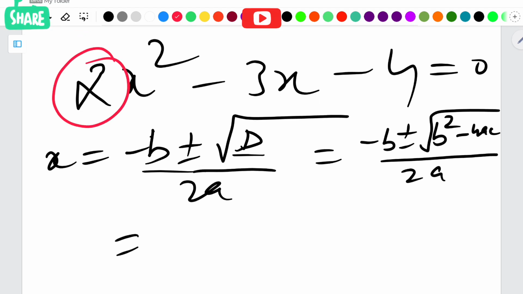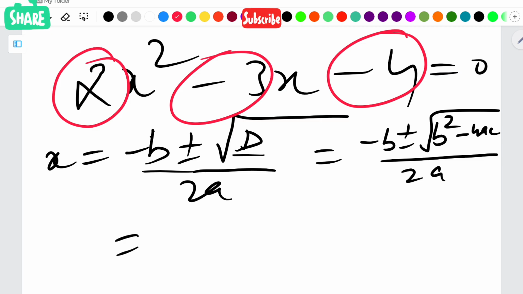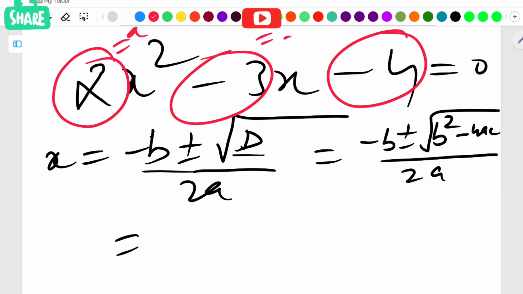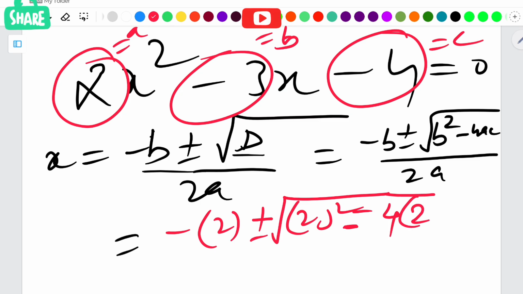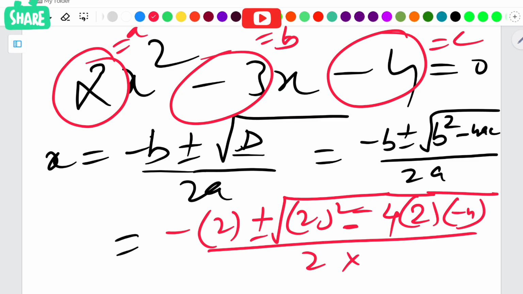Now what is the value of a? This is the value of a, this is b, this is c. So minus times b, plus minus b square, minus 4 times a, which is 2, and c, which is minus 4, by 2 times a, that is 2. Now what is b? b is minus 3.